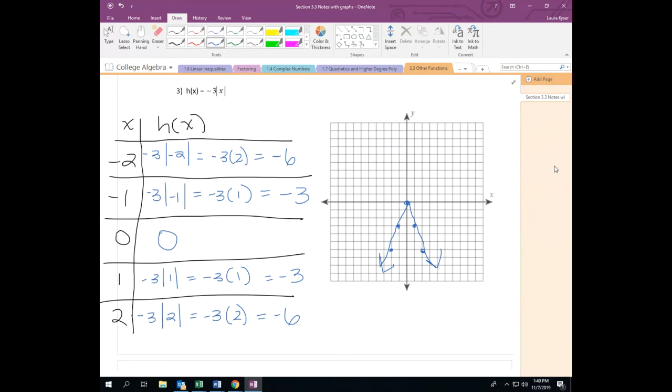It still has that V shape, except now the V shape is going the opposite direction. It's like an upside down V, and also it's skinnier. And again, that's going to come from different pieces that we added here. The negative in front makes it flip over, and the 3 makes it skinny. So we'll talk about that again when we talk about the translations in section 3.5.